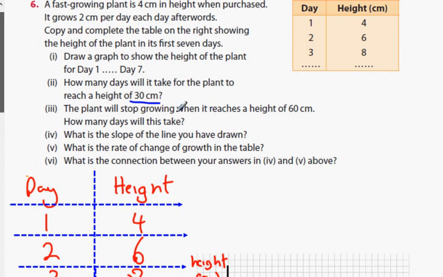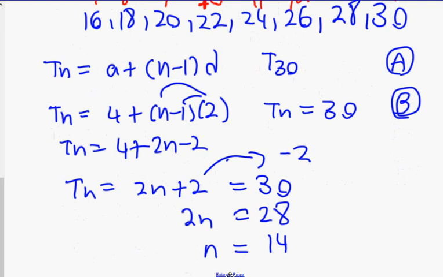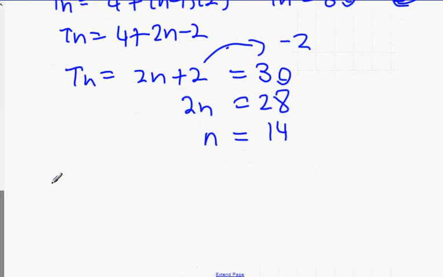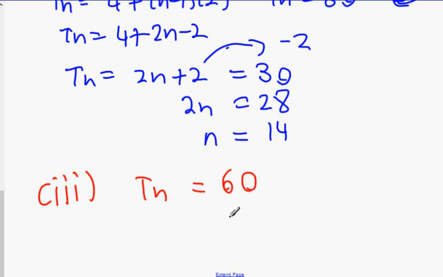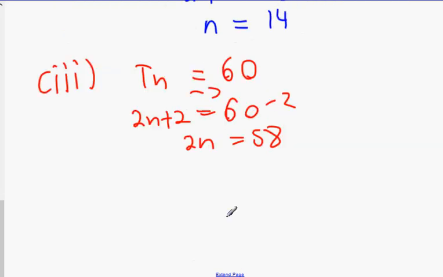All right. The plant will stop growing when it reaches a height of 60 centimeters. How many days will this take? Are we going to count all the way up to 60? It takes up a bit too much time. So what we can say for this question, which part is this question? Part 3. We can say Tn equals 60. Therefore, 2n plus 2 equals 60. And 2n equals 58, because the 2 goes over to the other side as a minus 2. N is equal to 29. It takes 29 days for it to go all the way up to 60.